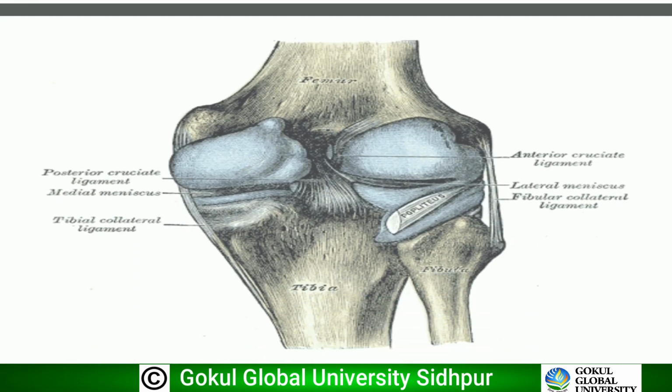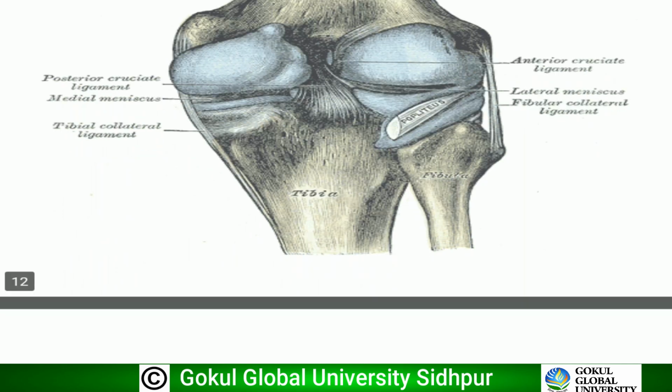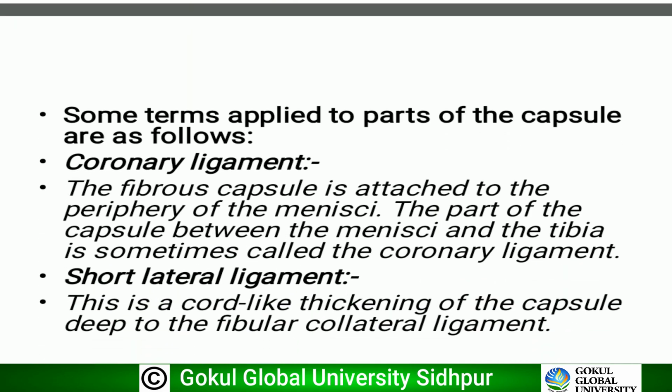Here in the white line you can see the anterior cruciate, and the blue line shows the condyles of the femur and tibia, and between the condyles of the femur and tibia there is a gap for the tendon of the popliteus.